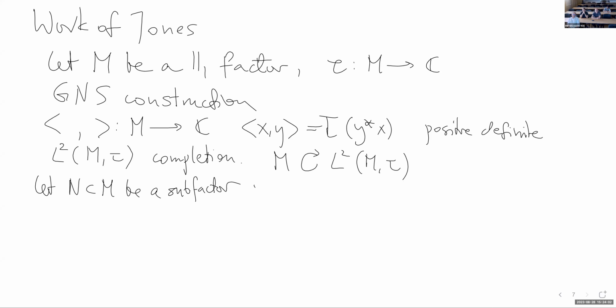And then this defines the completion now as above. We can do the same completion, and it will be a subspace of L2 of M. And there will be a projection from the larger space to the smaller space. So there's a projection which I denote by E1.